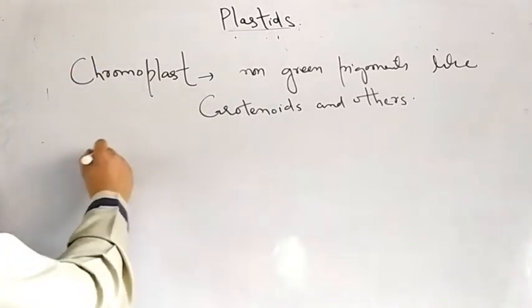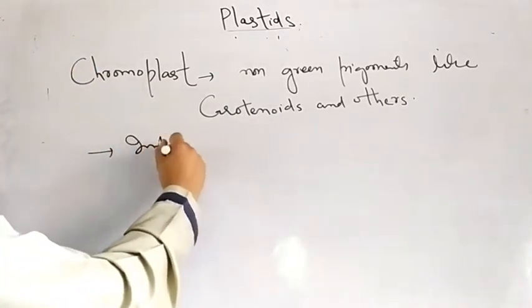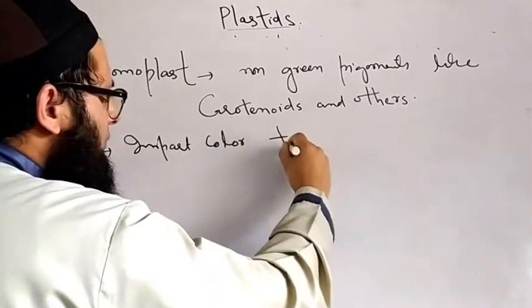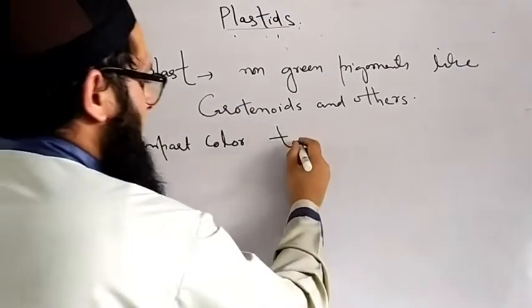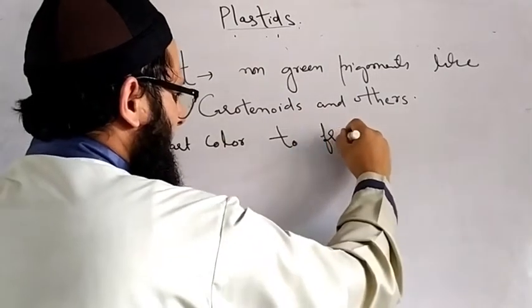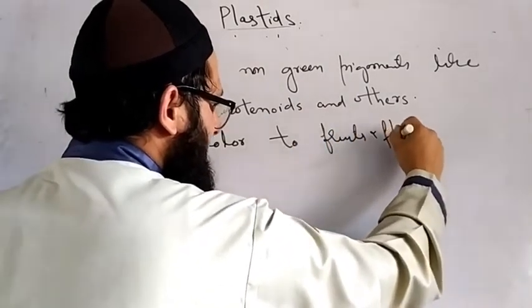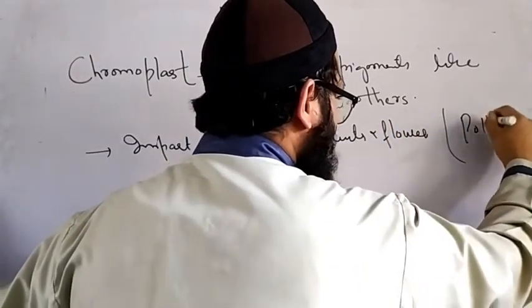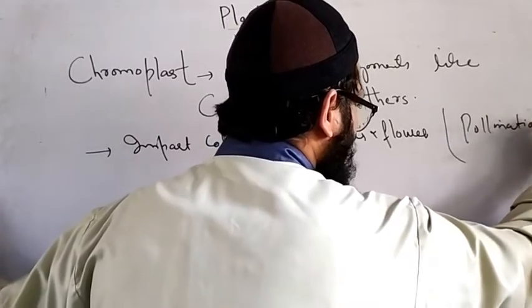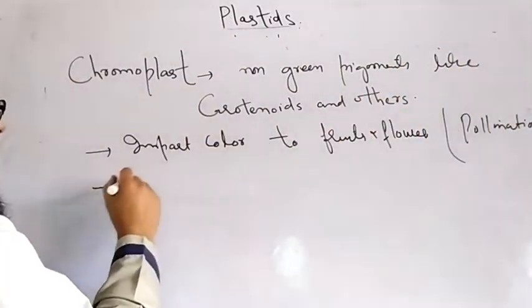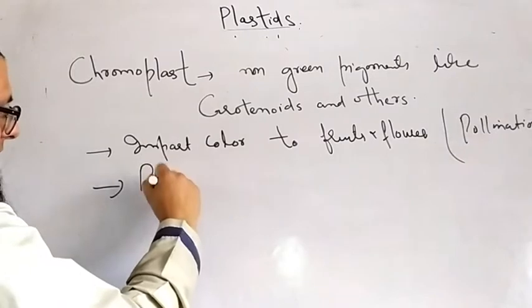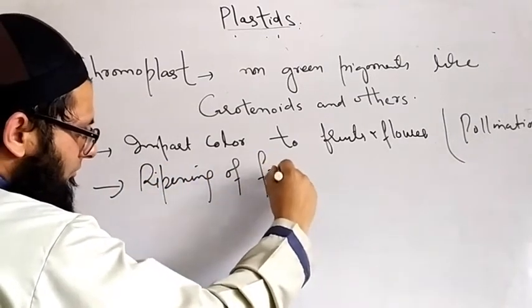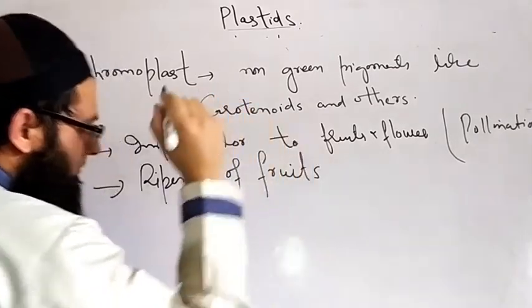What they do, they impart color to fruits and flowers. Okay. They can help in pollination, right? They help in ripening of fruits. Okay.